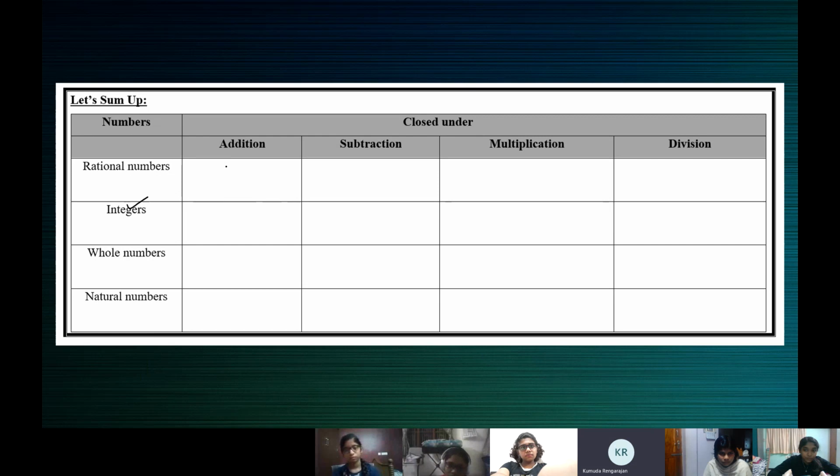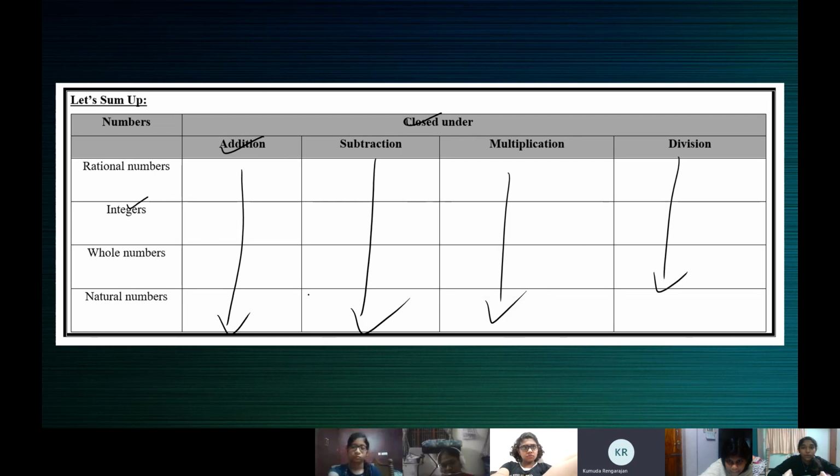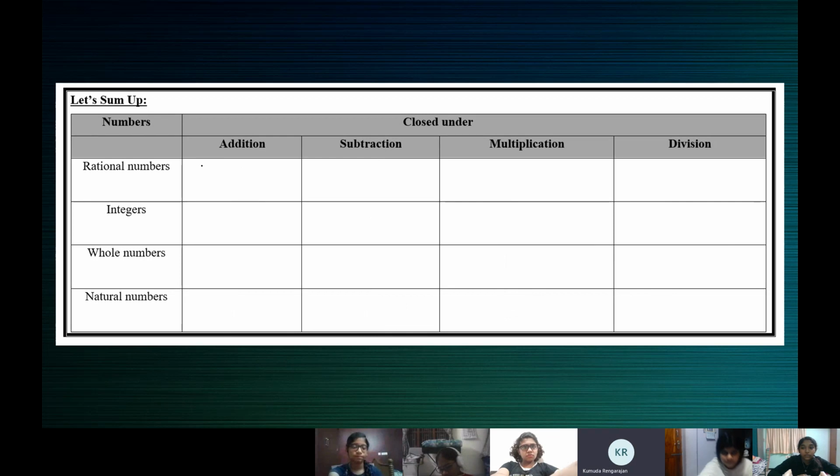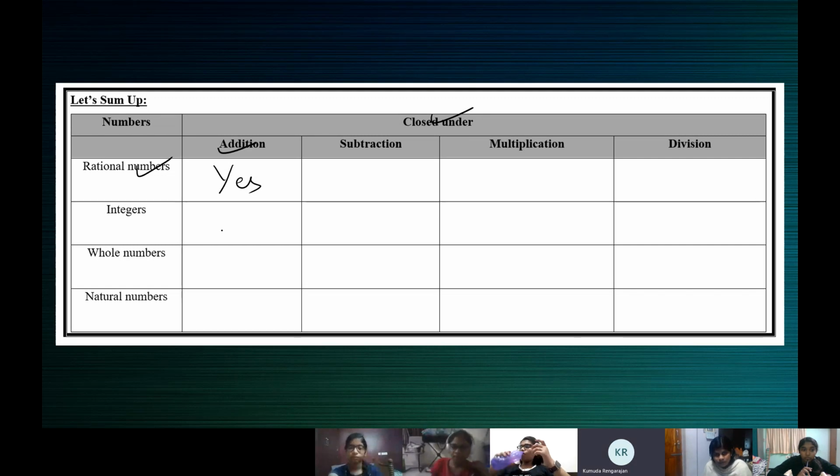Now tell me, are integers closed under addition? We'll do all addition first, then subtraction, then multiplication, and then division. So rational numbers are closed under addition. That is, the sum of two rational numbers is also a rational number. What about integers? Yes, ma'am. That means when we add two integers, the answer, whatever you get, is also an integer.